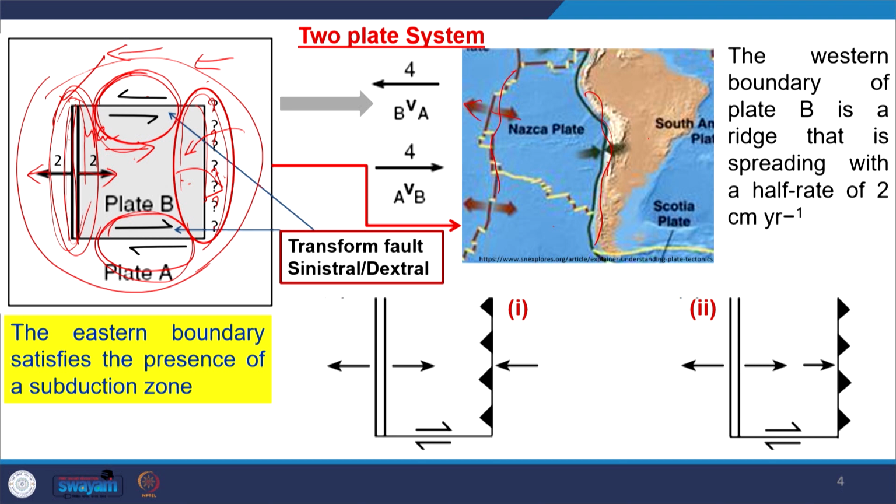Now two cases may arise. In case 1, this is plate A and this is plate B, and the subduction zone is pointing towards plate B. That means plate B is the overriding plate, and in case 2, plate A is the overriding plate and plate B is subducting down. So once we create a subduction zone here, either plate A may subduct under plate B, or plate B may subduct under plate A. Let us talk about what exactly is happening in each case.